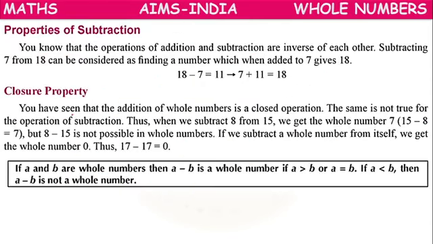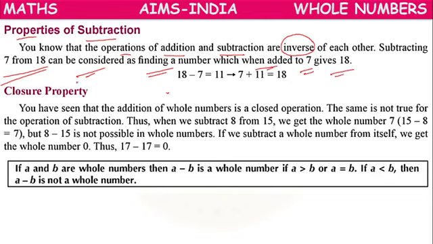Next, let's see the properties of subtraction. Already we know that the operations of addition and subtraction are inverse to each other. In our earlier, primary classes, we learnt about these concepts. So addition and subtraction are inverse to each other. Subtracting 7 from 18 can be considered as finding a number which, when added to 7, gives 18.